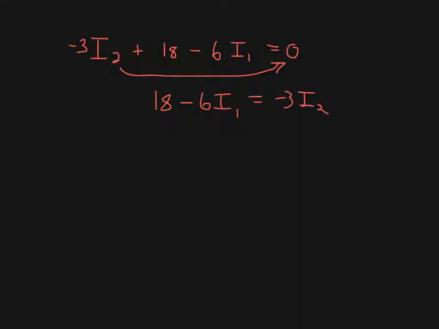I still want I2 by itself. Sorry, I add this over, so when I do that, that becomes positive. Yeah. I want to get I2 by itself. How do I do that? Divide both sides by 3. And I have to divide every part of both sides by 3. So 18 divided by 3, what does that give me? That gives me 6. 6 I1 divided by 3 gives me 2 times I1. And that's going to be equal to I2.